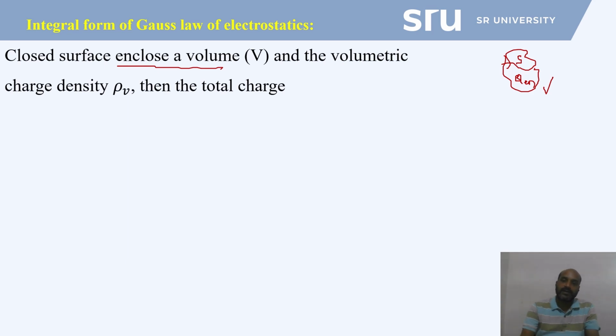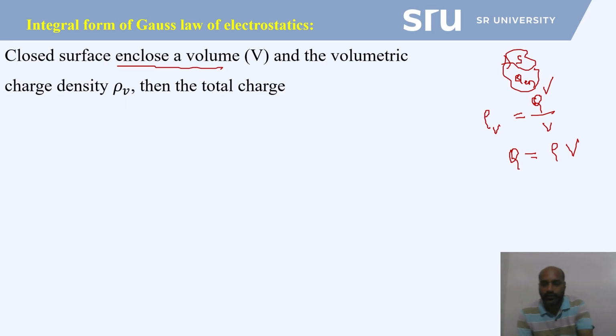You can represent the charge, or even represent that as a charge density. Charge density is charge per unit volume. So what does it mean? You can write this Q as rho into V, right? Now just see the modification. You can write this Q as the integral over V of rho dV.